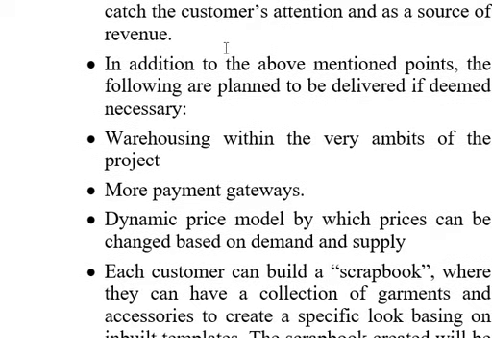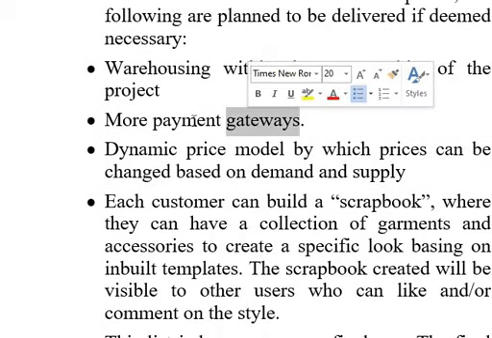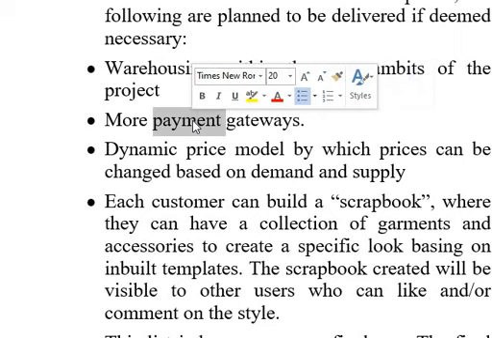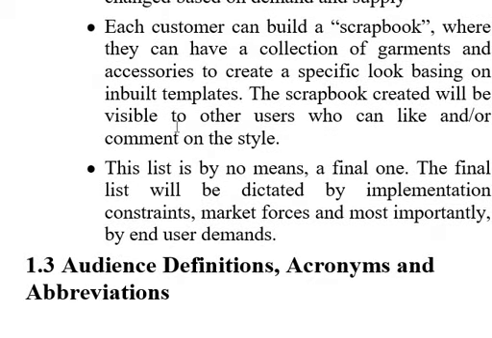Then in addition to the above mentioned points, the following points are to be delivered: warehousing within the very ambits, more payment gateways. Yes, I need more payment gateways, multiple options, PayPal, RuPay, there are so many options. Our dynamic price model: each customer can build a scrapbook where they can have a collection of garments and accessories to create a specific book. This list is by no means a final one.